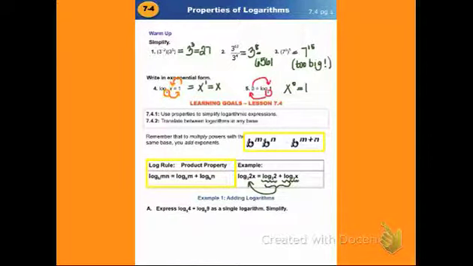Let's take a look at applying that logarithmic property. So it says express the log base 6 of 4 plus the log base 6 of 9 as a single logarithm. Now why would we ever want to do that? Well, here's the reason why we need to know these properties.